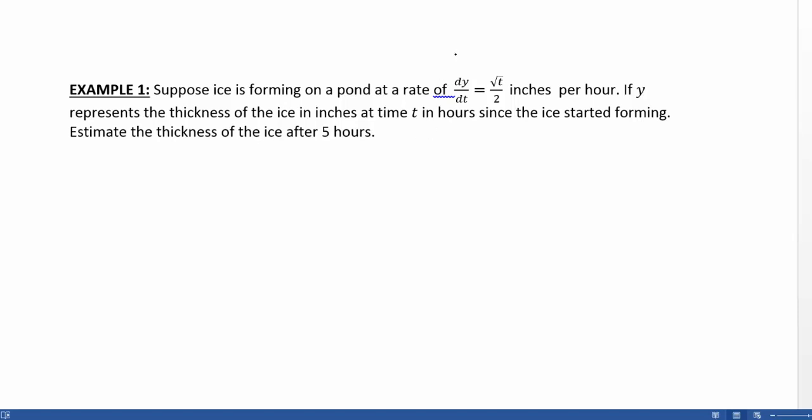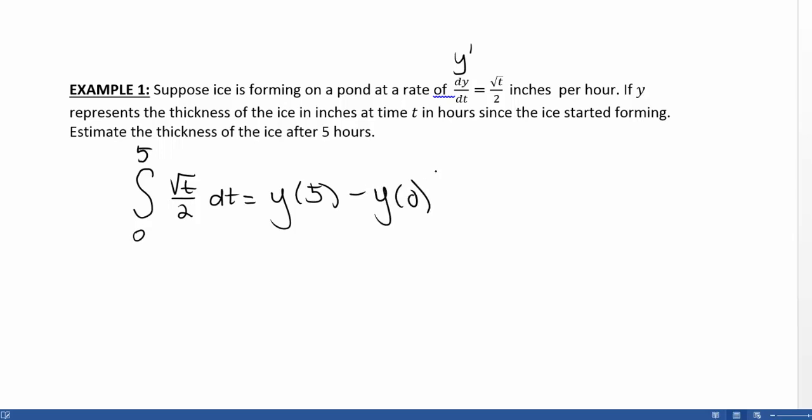So here, dy dt, that's y prime. So that is going to be what we're integrating. That's the rate that we're interested in integrating. And we're looking at what's happened over the first 5 hours. So that's time equals 0 to time equals 5. So if we integrate our rate, square root of t over 2 dt, the fundamental theorem says that that's going to give us the total change in thickness between time equals 0 and time equals 5. So we can write that as y of 5 minus y of 0.